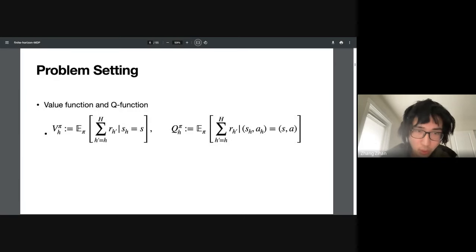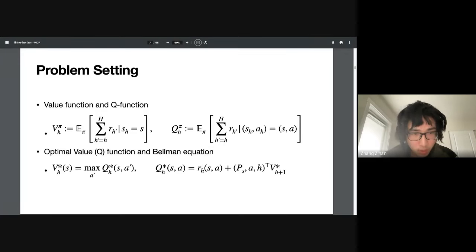All right, now we have some basic concepts about the learning process. That is the value function and Q function, which is an expectation of the cumulative reward starting from some state or state-action pair following some policy. And the optimal value and Q function, and the Bellman equation.